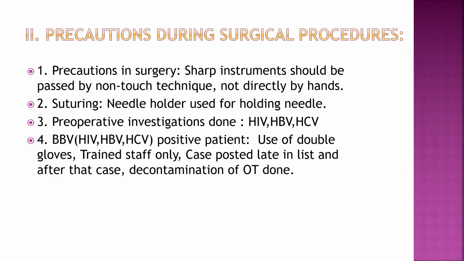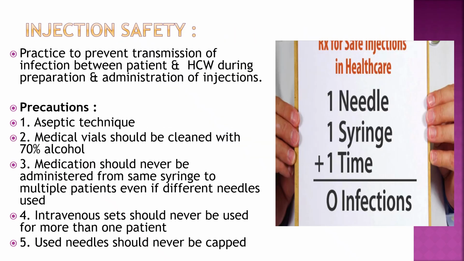Pre-operative investigation should be done: HIV, hepatitis B and HCV. Then for blood-borne viral infection positive patients, use of double gloves should be there, trained staff should be there, and the case posted late in the list. After that case, decontamination of the OT should be done, and the surgeon should wear proper personal protective equipment including double gloves.